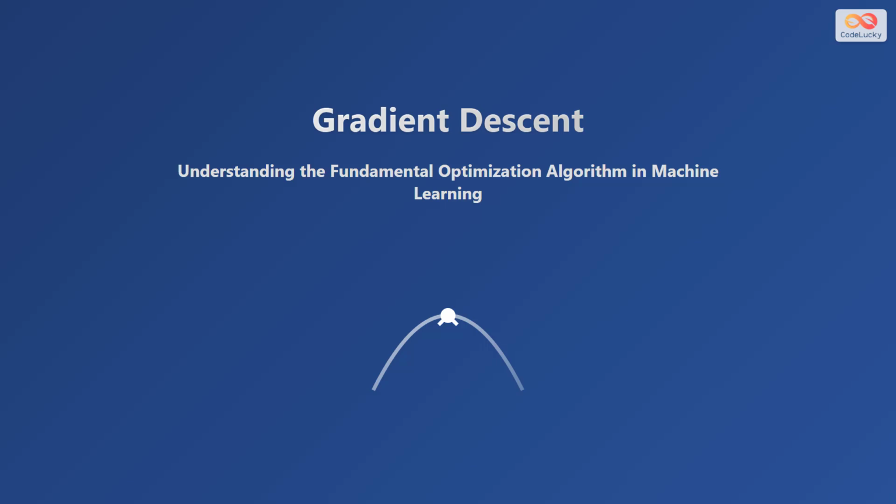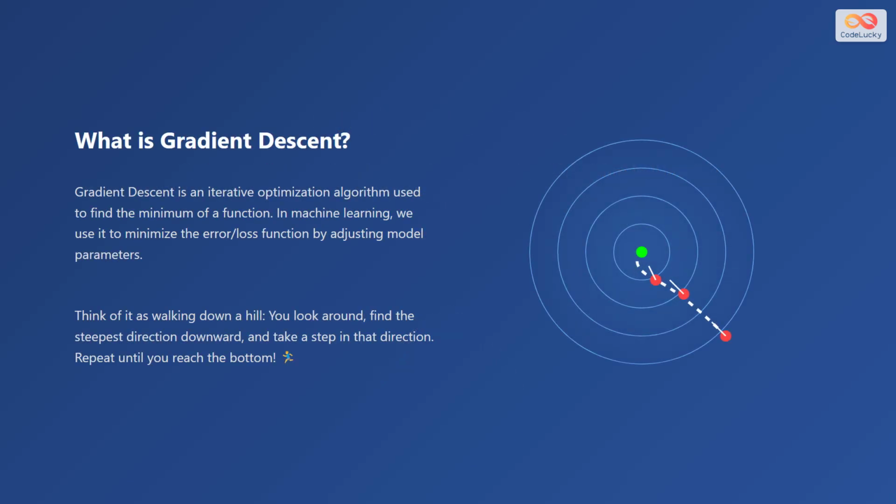Let us explore gradient descent. This is an understanding of the fundamental optimization algorithm in machine learning. Gradient descent is an iterative optimization algorithm used to find the minimum of a function. In machine learning, we use it to minimize the error, also known as the loss function, by adjusting model parameters.